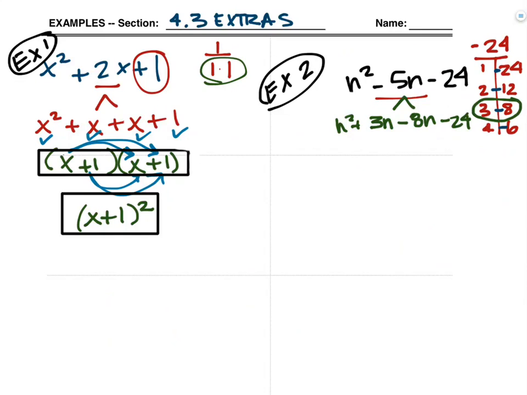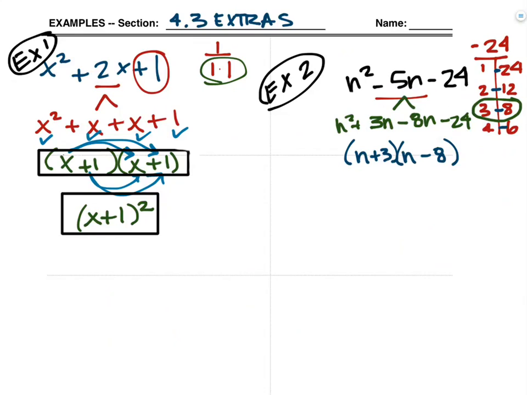And I'm going to put this now into binomial form. So in doing so, I'm going to have 2 binomials. The first letter is going to be n in each section of the binomial. And I'm going to have the first one say plus 3 and the next one say minus 8.